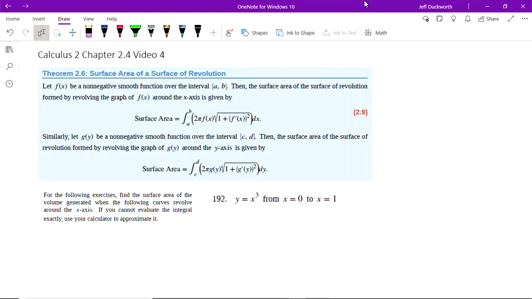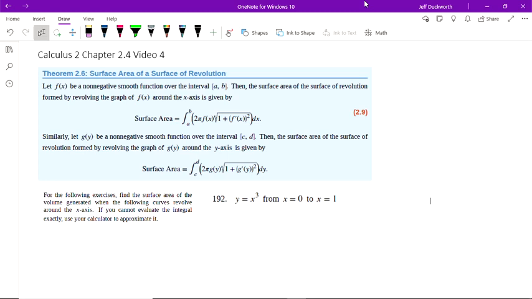Okay, so the next topic of this chapter, or section of this chapter, is surface area. So we've got two different surface area formulas, but basically one has to do with going around the x-axis and the other is being revolved around the y-axis. So let's just talk about the first one here. We'll deal with the x.